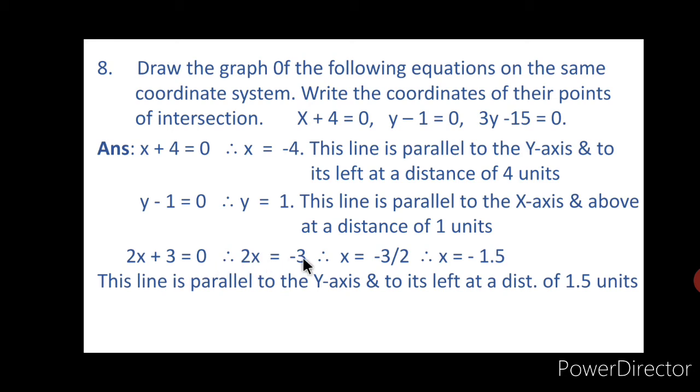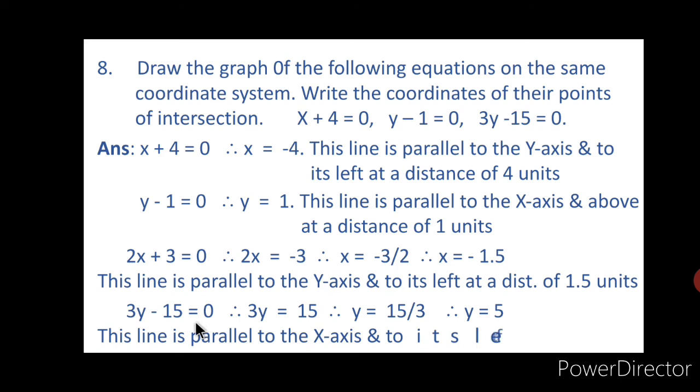2x is equal to -3. x is equal to, when this 2 goes after the equal sign, it becomes -3 by 2. -3 by 2 means it is -1.5, so x is equal to -1.5, and therefore this line is parallel to the y-axis, and because of this negative sign, it lies to its left at a distance of 1.5 units. Then the last equation is 3y minus 15 is equal to 0.